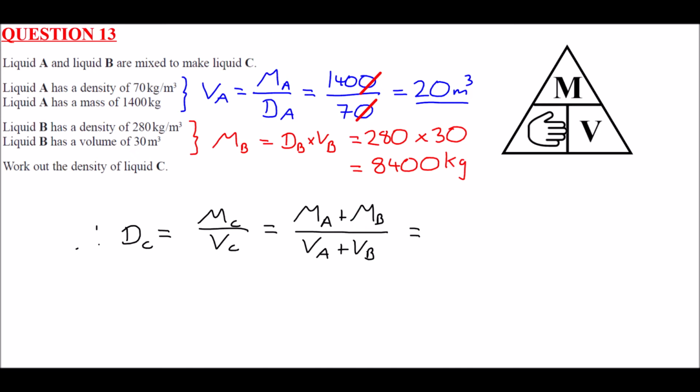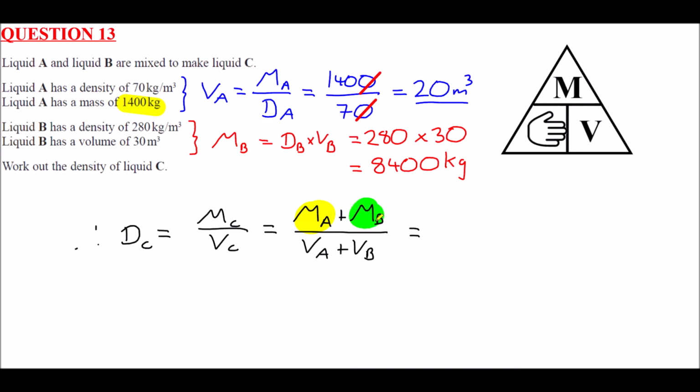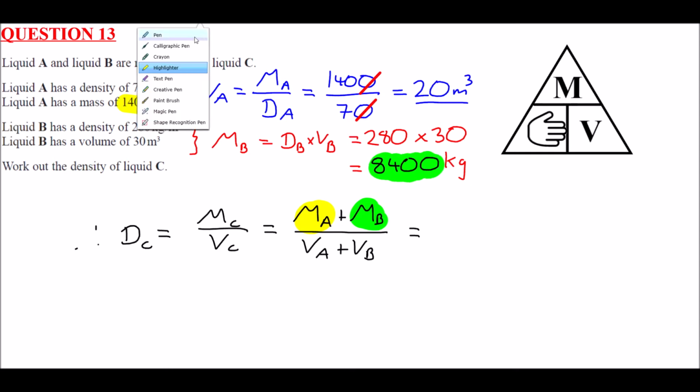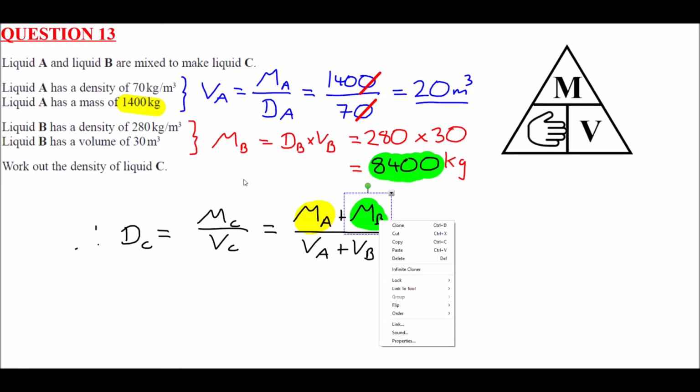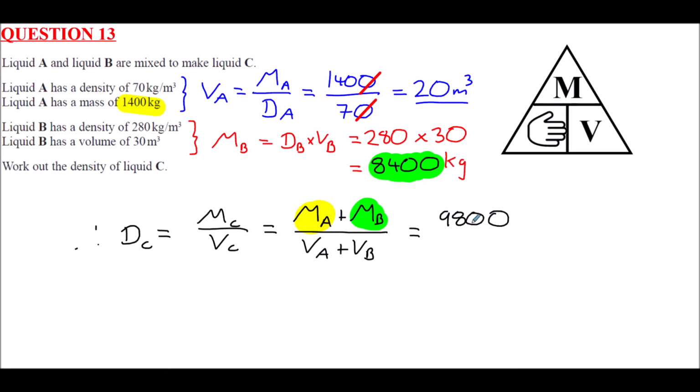So the total mass we can now work out. The mass of A is 1,400, so we can colour code that if we want to. And the mass of B, well, we worked that out here. So the mass of B is 8,400. So we add those two together. 1,400 plus 8,400. Probably easier to just do 14 plus 84, which is 98. Then you can add in the zeros afterwards. So 9,800 kilograms in total.